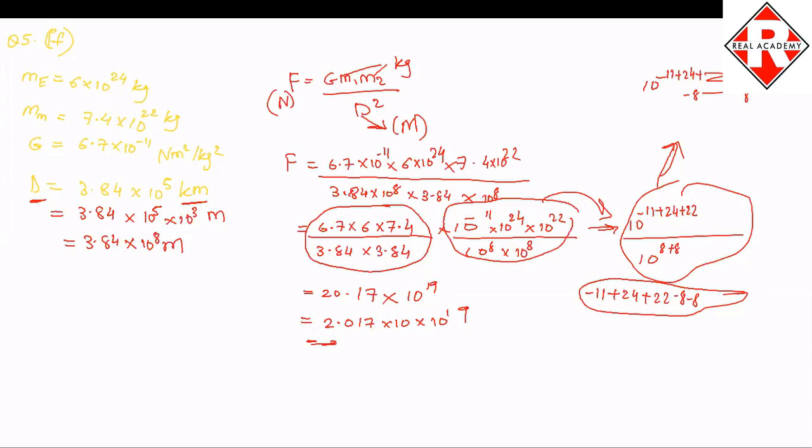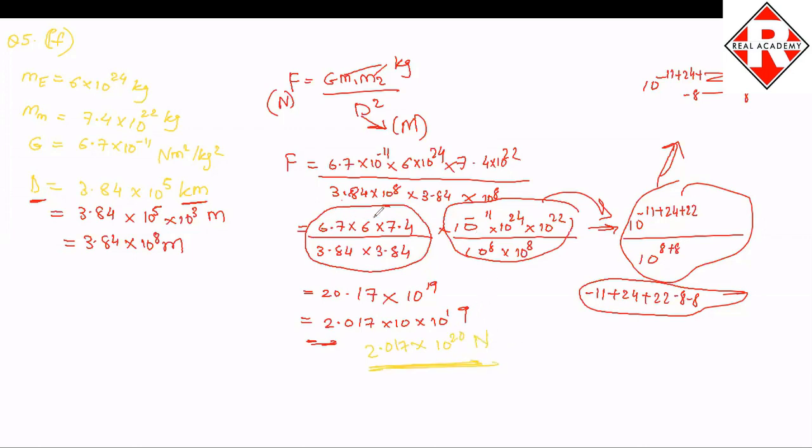2.017 into 10 raised to 20. So what is going to be the final answer? 2.017 into 10 raised to 20 newtons. So this is your final answer.